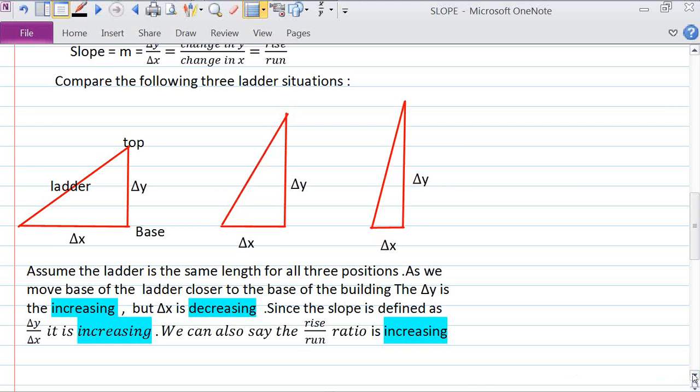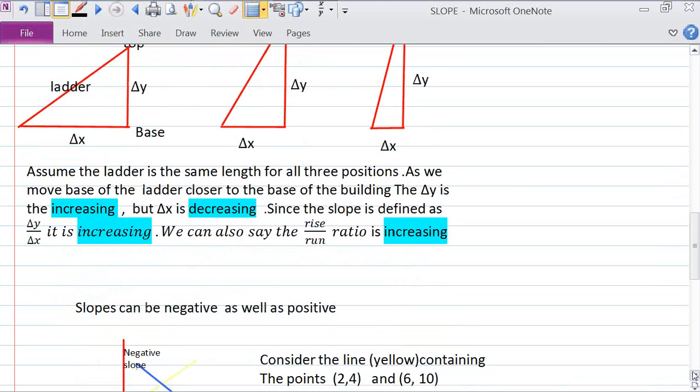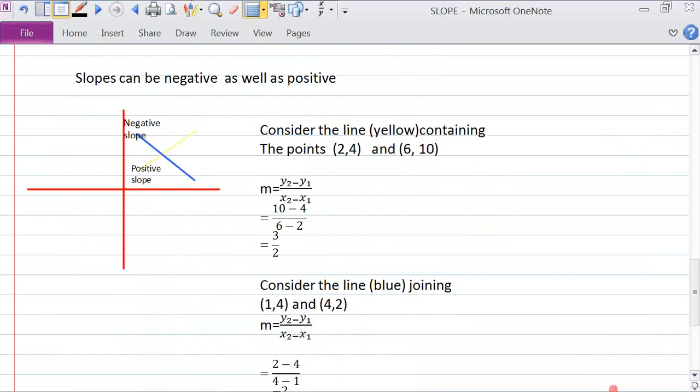So it's just a different way of looking at it. Now, slopes can be negative as well as positive. Let's take two examples. Consider the yellow line here that contains the points (2, 4) and (6, 10). So we have this yellow line. Here's the point (2, 4), and here's the point (6, 10).